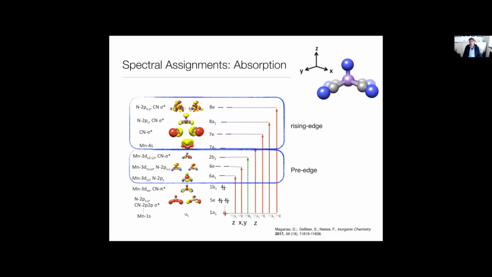So first of all, we have to assign that it's a relatively simple electronic structure, and so the X-ray absorption pre-edge arises from excitations of the 1s electrons into the metal 3d-derived orbitals, and there are Z and XY allowed transitions here, by going into the x squared minus y squared or the dz squared orbital. And then, of course, there are the rising edge transitions.